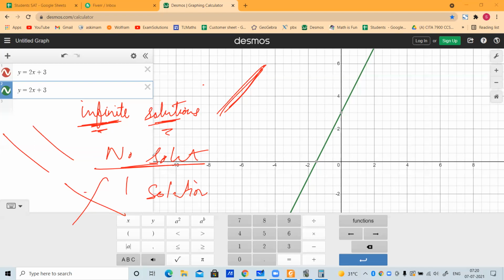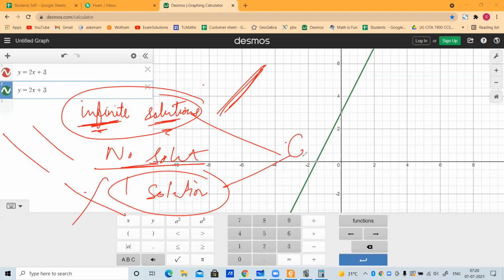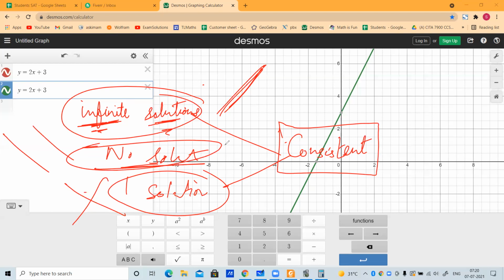If you're having a solution, whether it is one solution or infinite solutions, those equations are called consistent equations. And if you're having no solution, they are inconsistent. Very straightforward. No solution, they're inconsistent. Some solution, may be one or infinite, they're consistent.